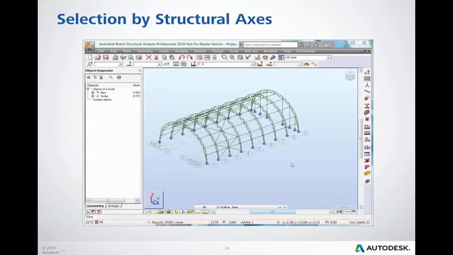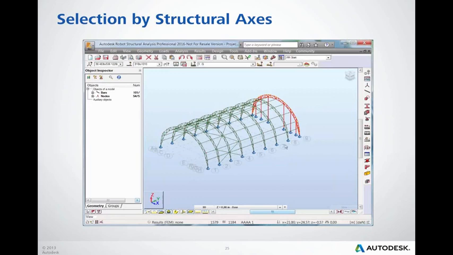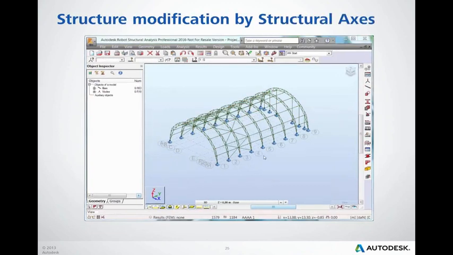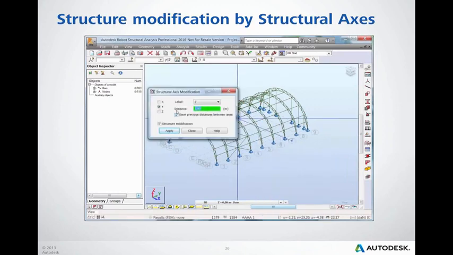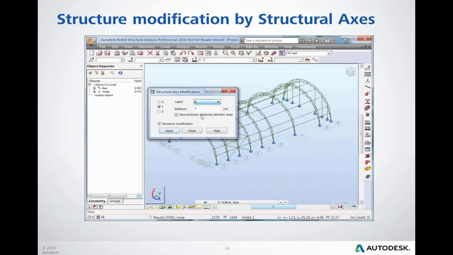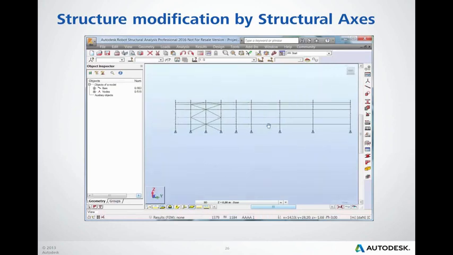There is also an option which allows us to select bars, objects, nodes by structural axis. This is the easiest way. We only need to click on the structural axis bubbles to activate selections. Structural axis can also be used to modify the structure. In this case, we click the right mouse button on the bubble and select object properties. Now we can see we are in the structural axis modification window, and we can play with different distances. Because the checkbox called structure modification is on, the program automatically modifies the structure according to the settings of the structural axis.